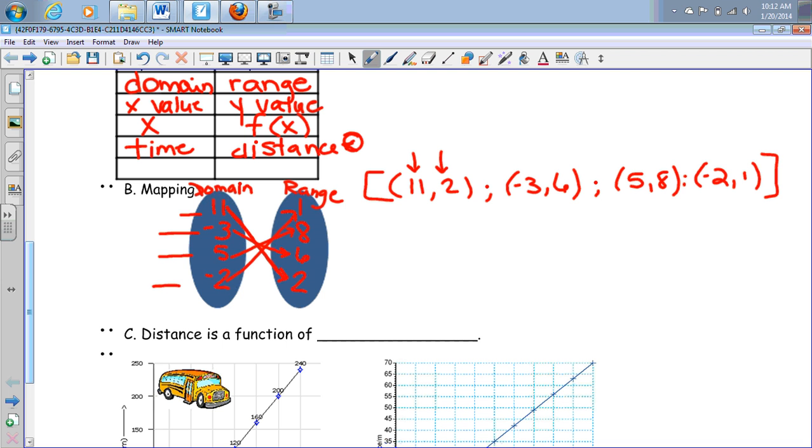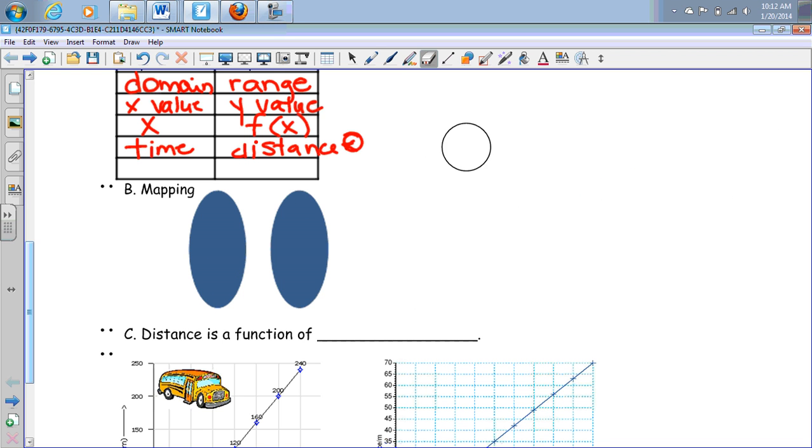Now, let's look at a couple others, because remember we said a function has to have one-to-one correspondence. That means for every one domain, it only can have one range. Your range could be repeated.